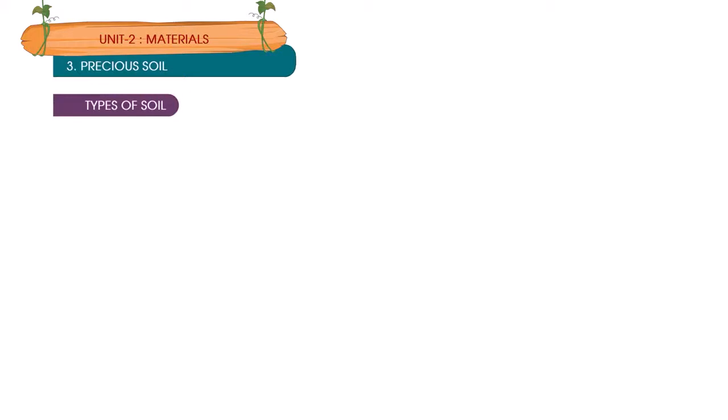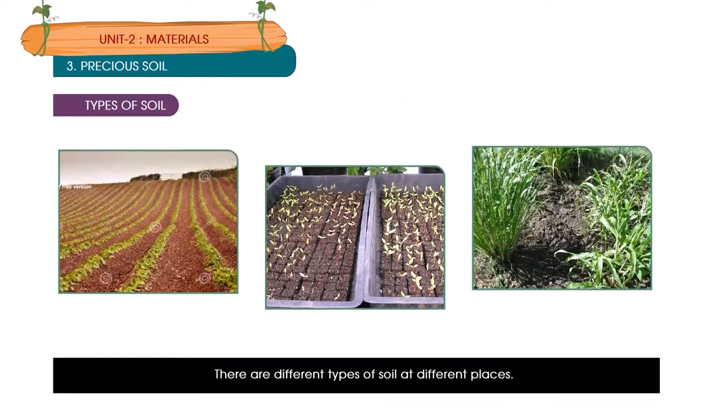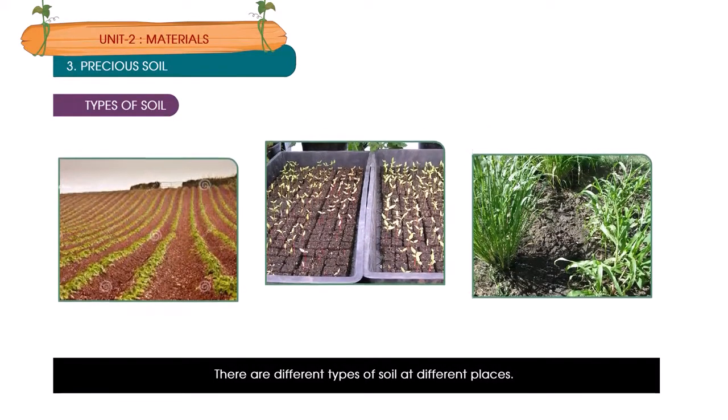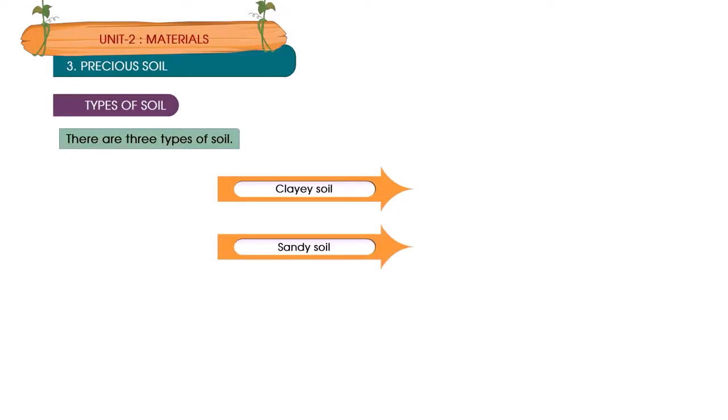Types of soil. There are different types of soil at different places. There are three types of soil. 1. Clay soil. 2. Sandy soil. 3. Garden soil or loamy soil.